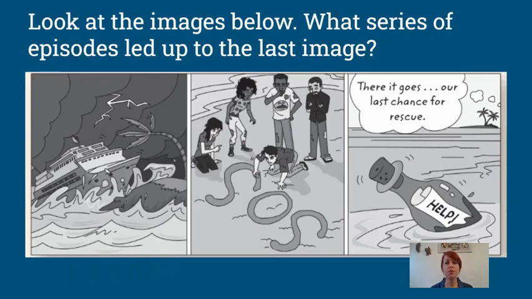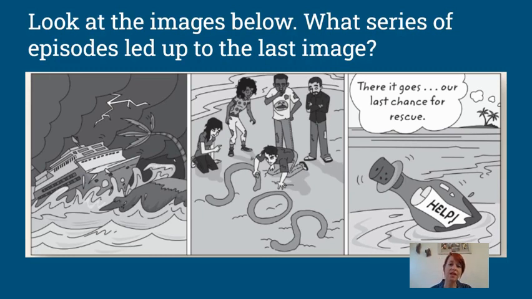Let's start with a visual story so that we can just do a little practice. So I'm looking at these images and thinking about what series of episodes lead up to this last image. When I look at the first picture, I'm noticing, okay, we have a big ship, maybe even a cruise ship, and it looks like it's being tossed around in a storm and it is in danger of wrecking on an island.